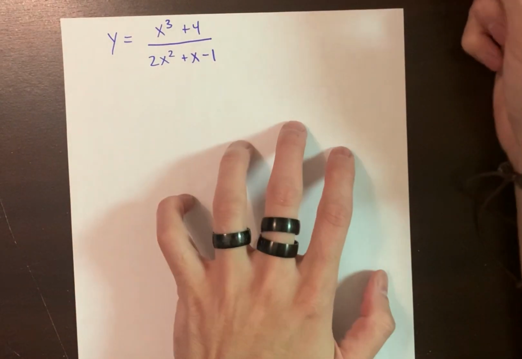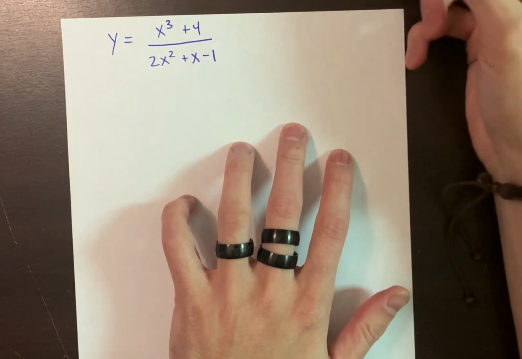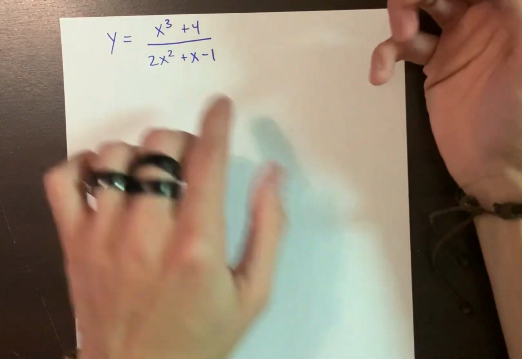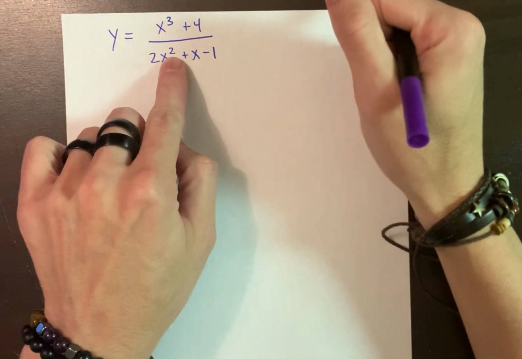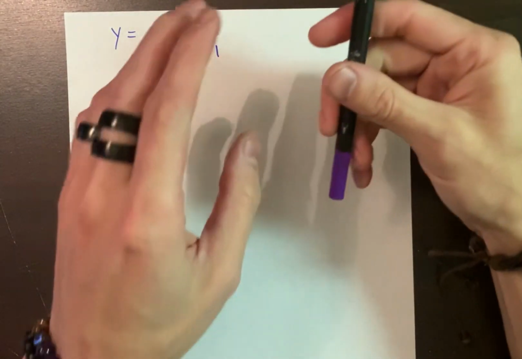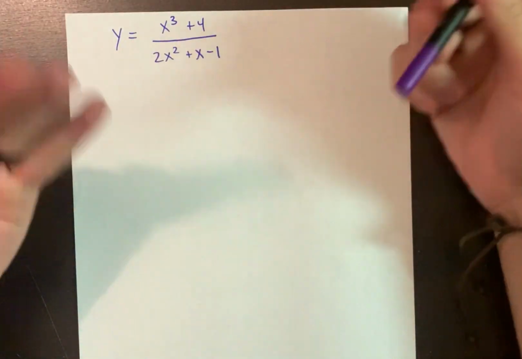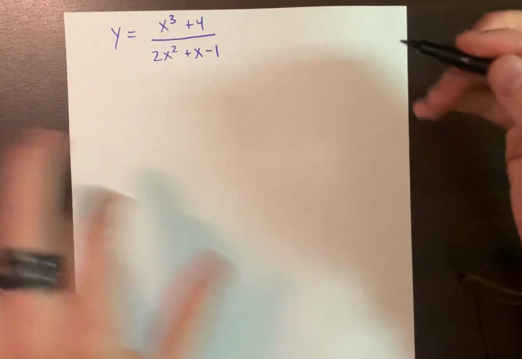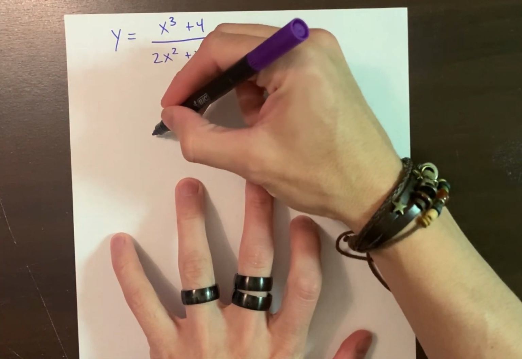So if you guys are studying rational functions, you'll probably encounter the situation where the top degree is bigger than the bottom degree, in which case we say that the asymptote is slant. And in order to find the asymptote, you have to go long division.